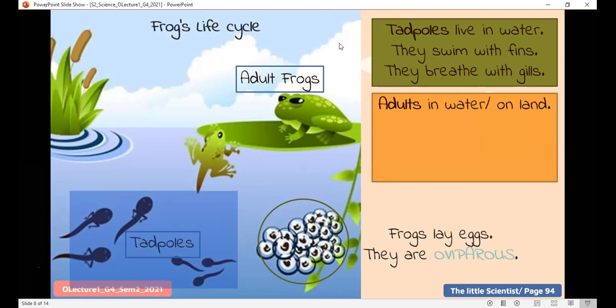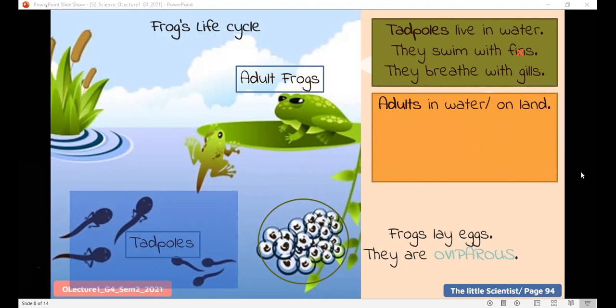And for this reason, we call them amphibians. Amphibians means two lives. So amphibians have two lives, one in water and one outside the water. Big amphibians can live in water and on land. They do not have fins anymore, so they lose these fins.